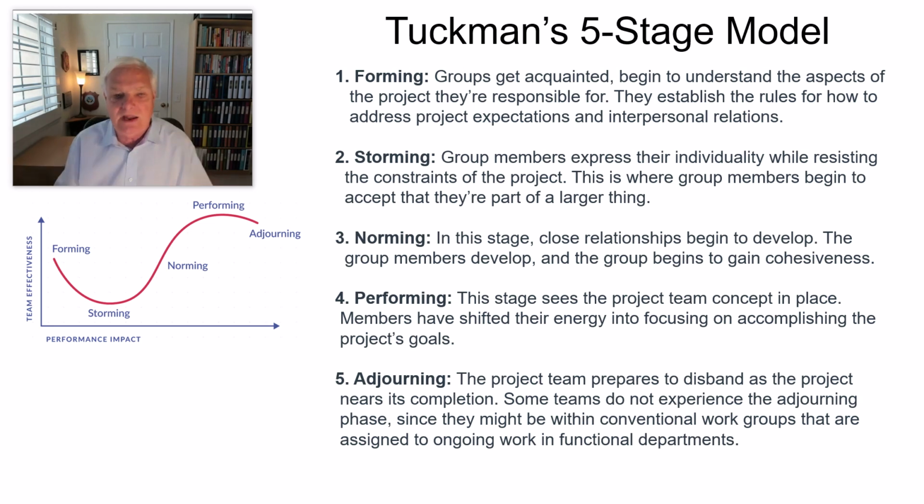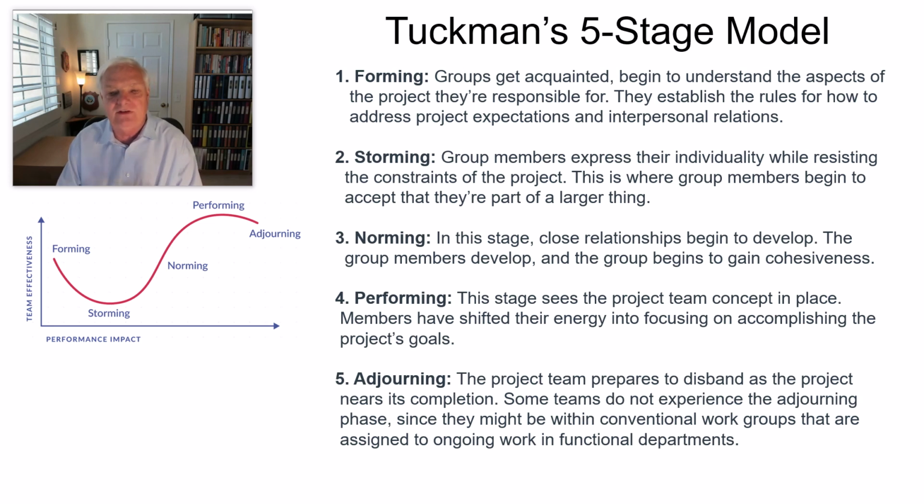When we get into stage 3, the norming stage, this is where we actually start to work together. This is where we start to create close relationships. They begin to develop, and the group begins to gain this cohesiveness. There's a battle rhythm that starts to happen, and that flows into performing. The performing stage is where that battle rhythm is moving along. It's like that locomotive going down the track, and you can hear it moving step by step by step by step. That is that performing.